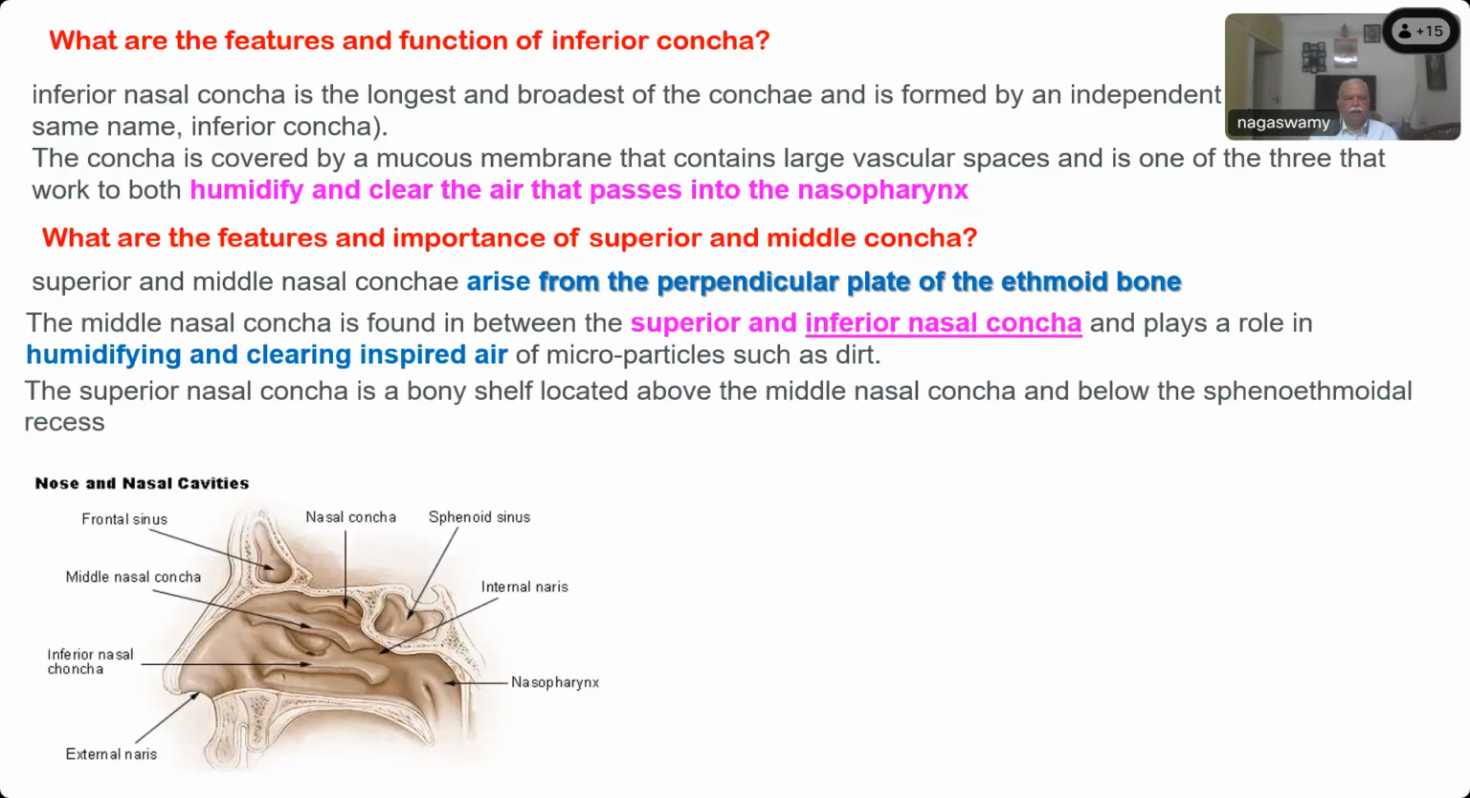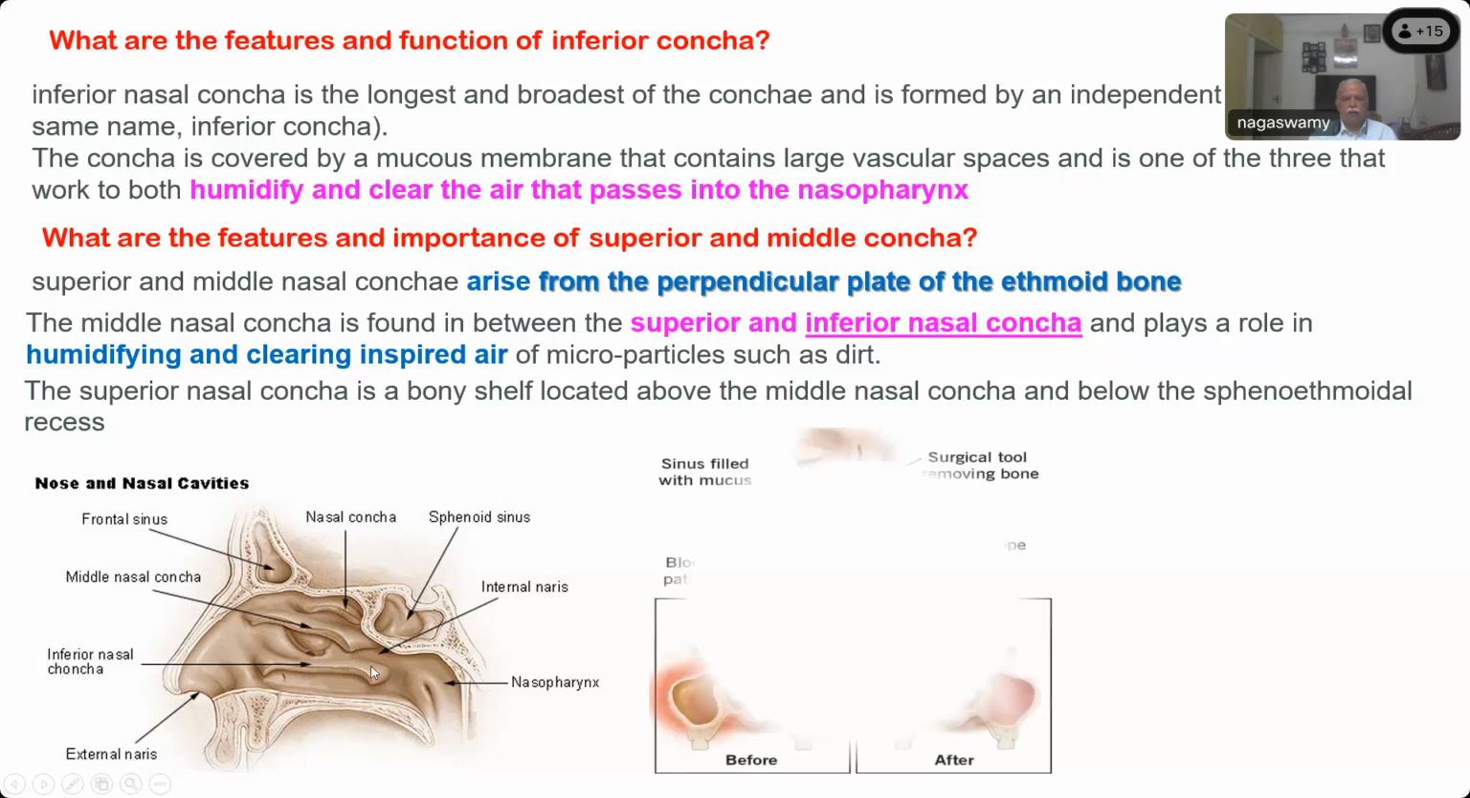So this is how the concha are situated. This is the inferior concha. You can see it is the longest and an independent bone. This is the middle and this is the superior concha. And as you said, these openings are there which are important.